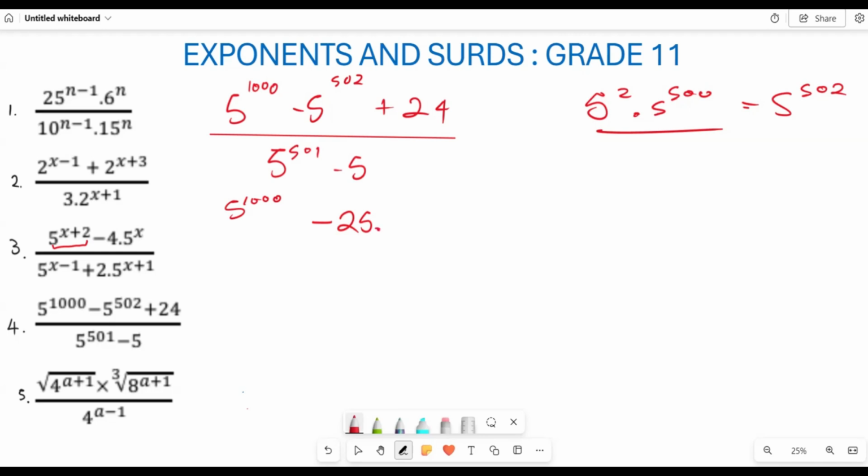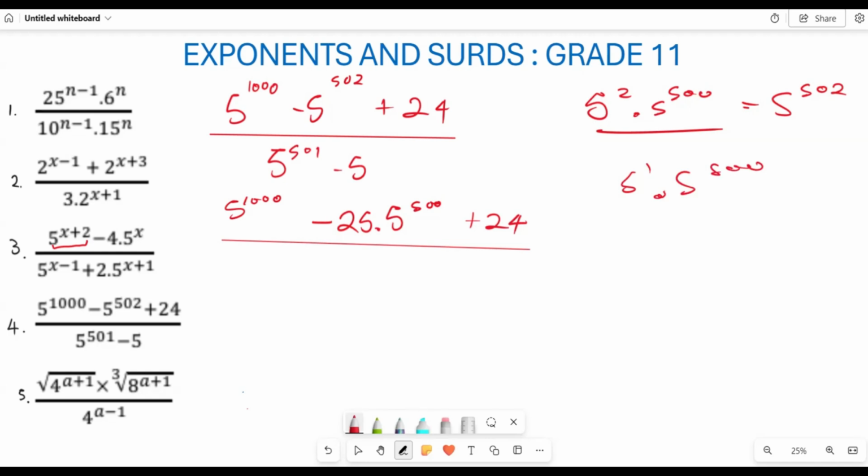25, because 25 is 5 squared, multiplied by 5 to the power of 500. Then this is going to be plus what? This is plus 24. Then now, when I am dividing, I can still do the same thing, right? Remember what I did here. So now I can say 5 multiplied by 5 to the power of 500. Can you see that this still gives me 501, right?